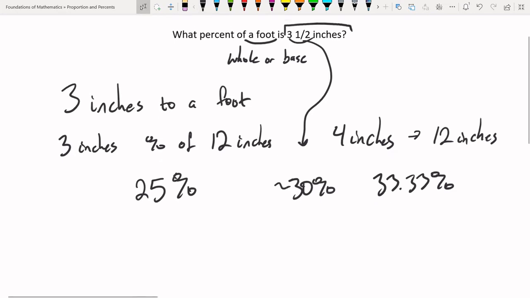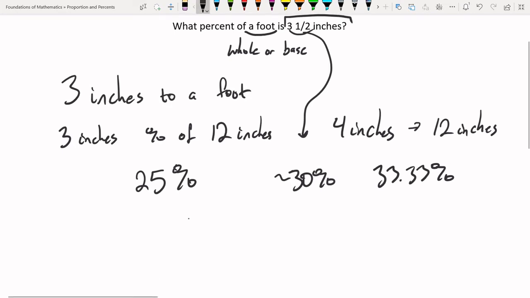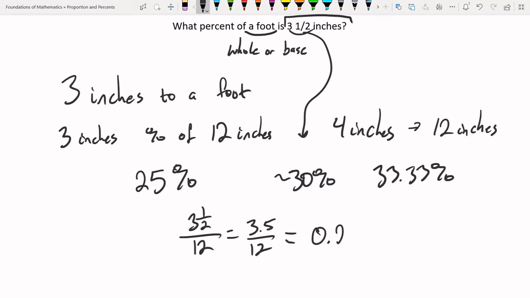How do we find that number specifically? Well, in this case, all we have to really do is take 3.5 divided by 12. And that gives us 0.2916, and there's just a bunch of sixes. And the way you find a percentage is that all you have to do is move the decimal point twice. That gives us 29 point, I'm just going to round to 2 decimal places, 29.17%. That is what percentage 3.5 inches is of a foot.